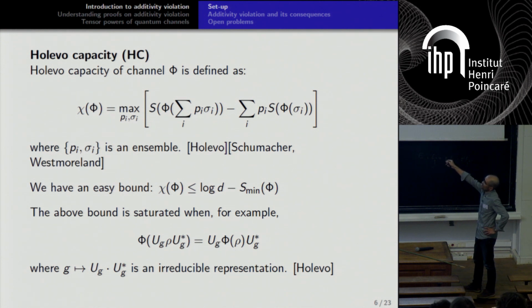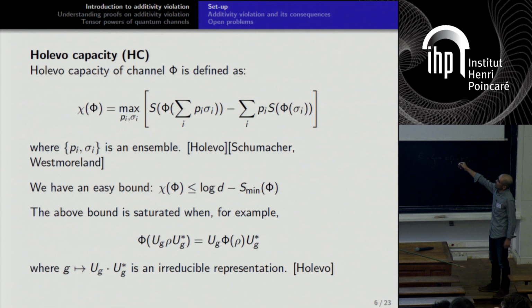If we regularize this quantity, we get the classical capacity of quantum channels. And I'm going to show the formula later. So anyway, we have a bound here. This Holevo capacity is bounded by log d minus the minimum output entropy.